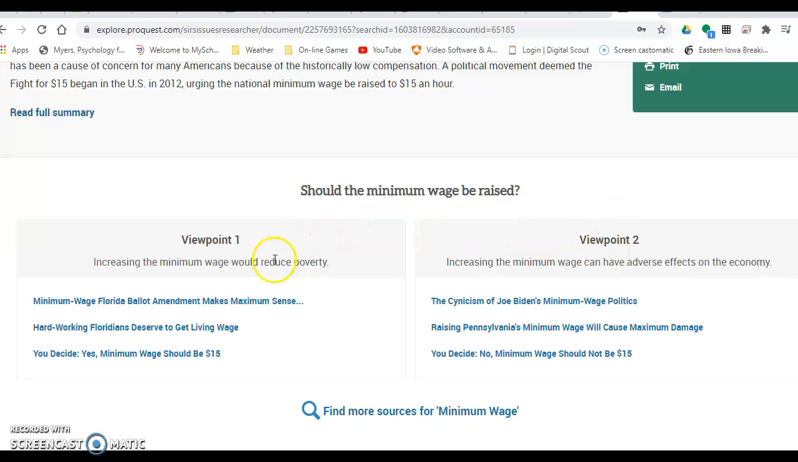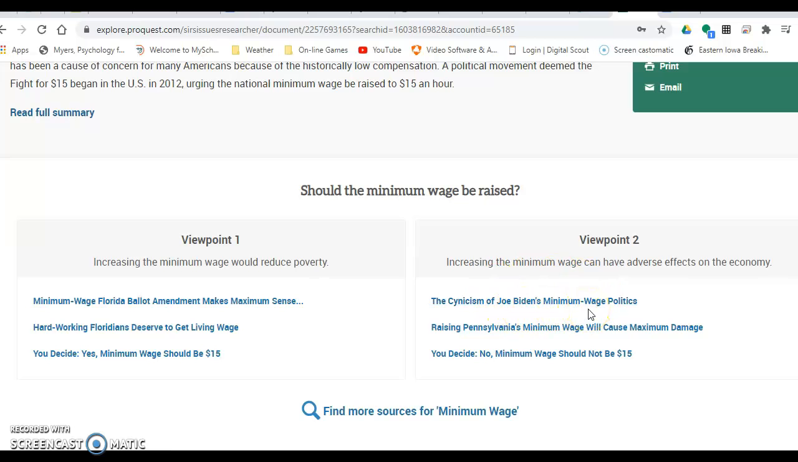So what you need to do now is you need to read 2 articles that go with your idea. If you think the minimum wage should be raised, then you need to read 2 articles in support of your viewpoint. And then you also need to read 1 article that goes against your viewpoint. That way you can have some rebuttals against their ideas. Okay? So again, 2 articles of the viewpoint you are in favor of, and then 1 article of the viewpoint you are opposed to.